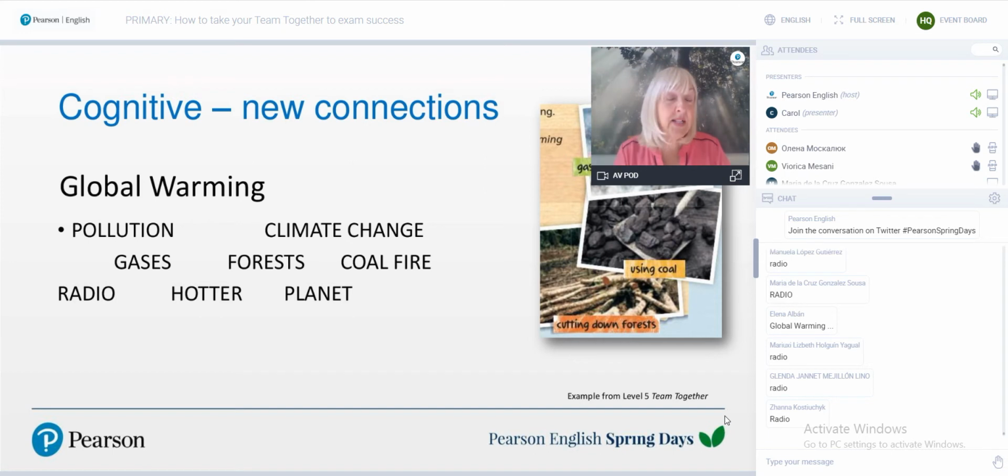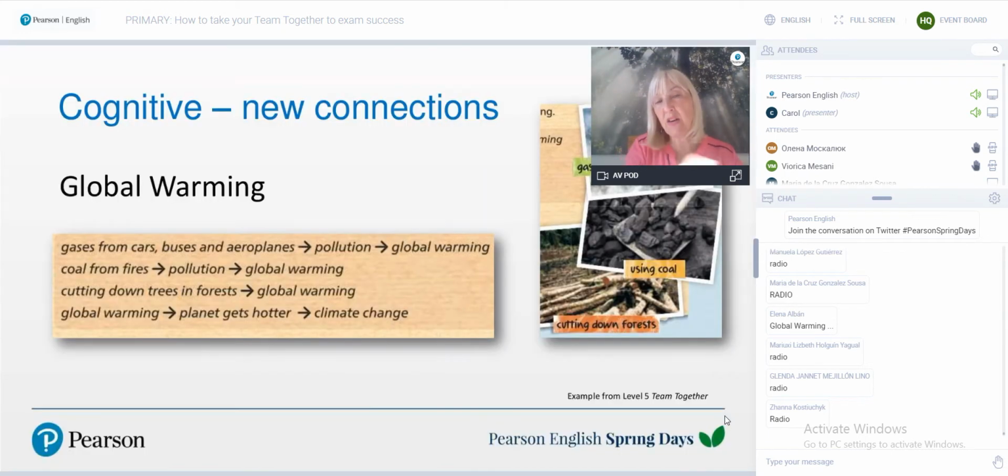Now, based on that, I might then give them this kind of list of words where we've got the gases that lead to pollution that make global warming, cutting down forests lead to global warming. So this is just a bit of a map as to how we would normally do a story.